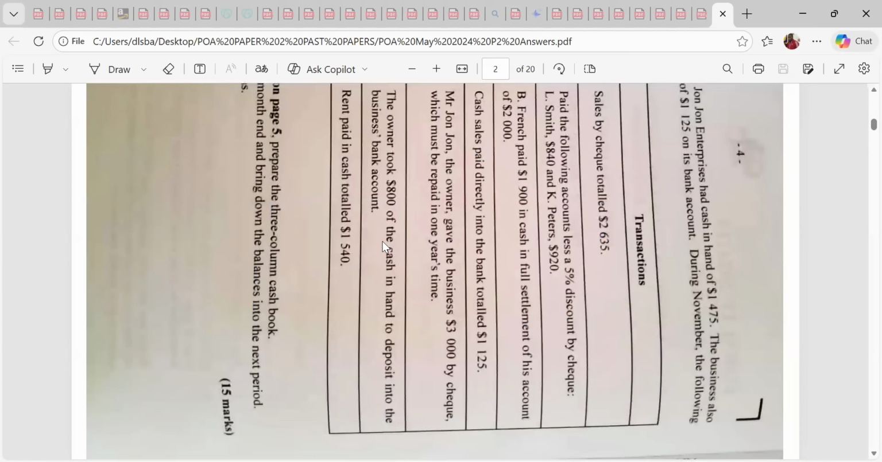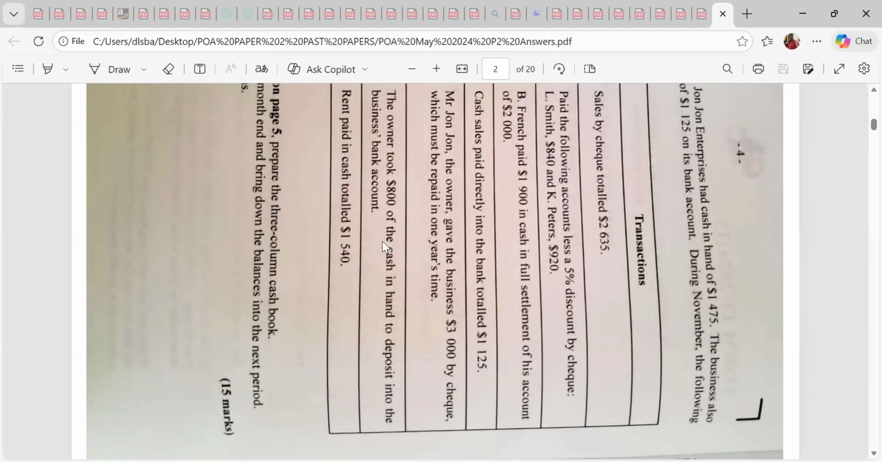Next one. Mr. John Nelson Warren John, sorry. The owner gave the business 3,000 by check, which must be repaid within 1 year's time. If they have to pay him back, what would that be?